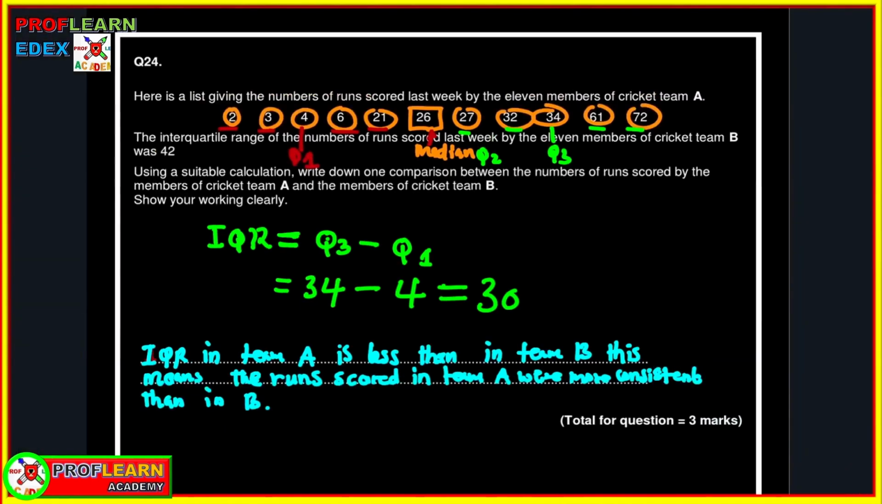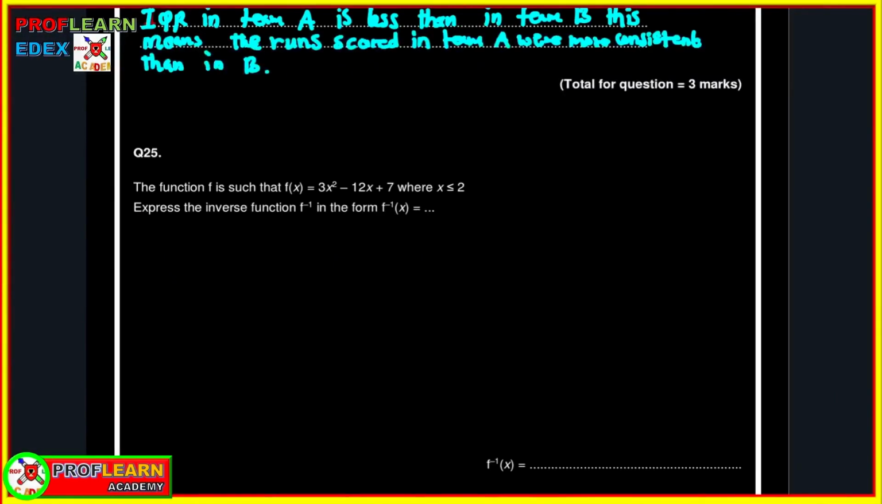So that is basically what you are supposed to state in that particular question. In question number 25, the function f is such that f of x is 3x squared minus 12x plus 7, where x is less than or equal to 2. And we're supposed to find the inverse function. Remember, we are going to use the completing the square method in order to find the inverse of this quadratic function.